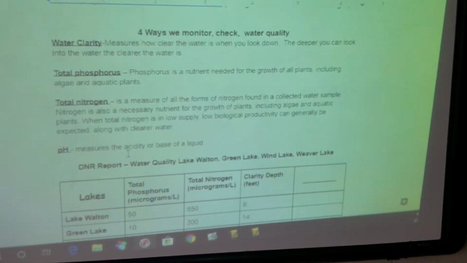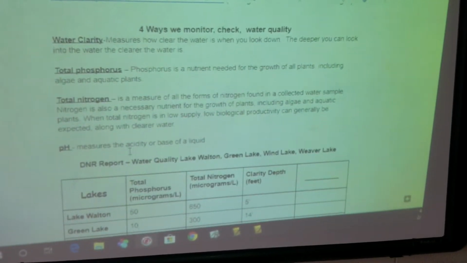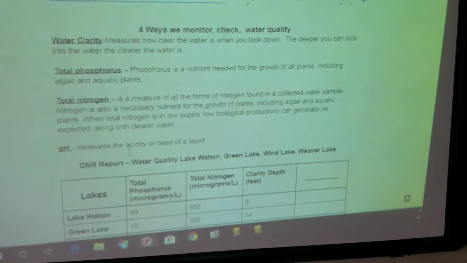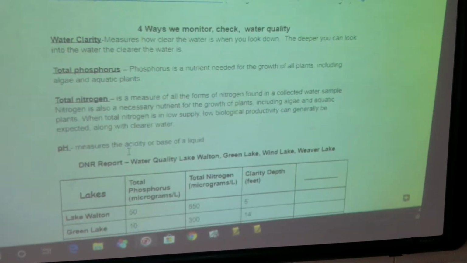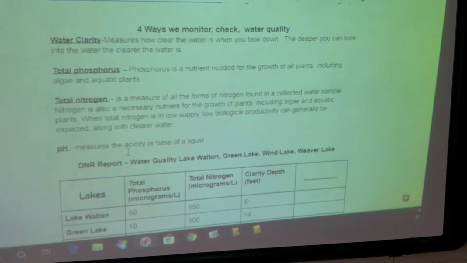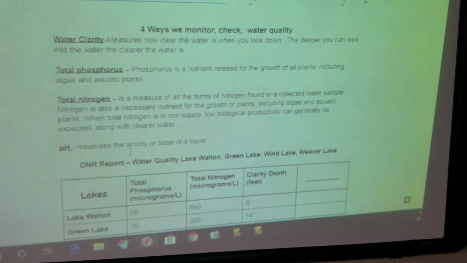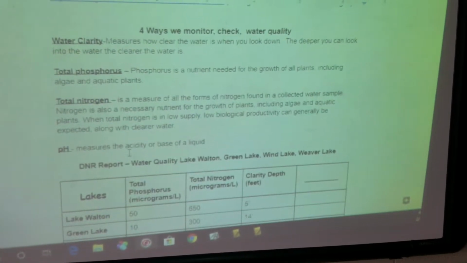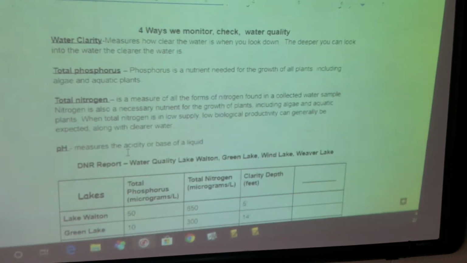Clarity measures how clear the water is when you look down. The deeper you can look into the water, the clearer the water is. Total phosphorus is a nutrient needed for the growth of all plants, including algae and aquatic plants. Total nitrogen is a measure of all forms of nitrogen found in a collected water sample. Nitrogen is also a necessary nutrient for the growth of plants, including algae and aquatic plants. When total nitrogen is low, low biological productivity can generally be expected, along with clearer water.